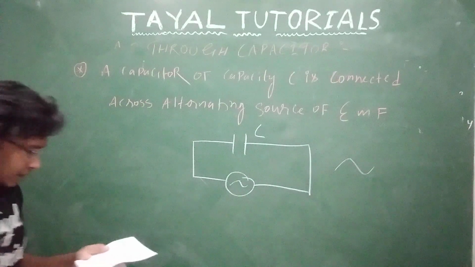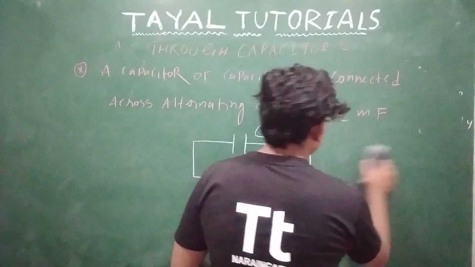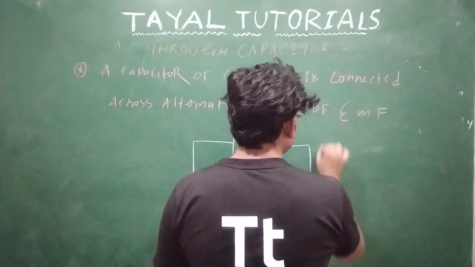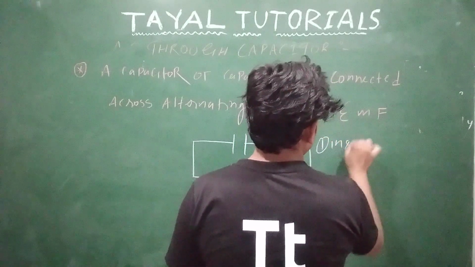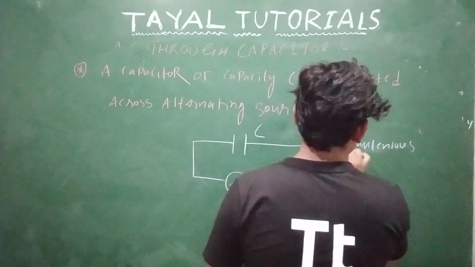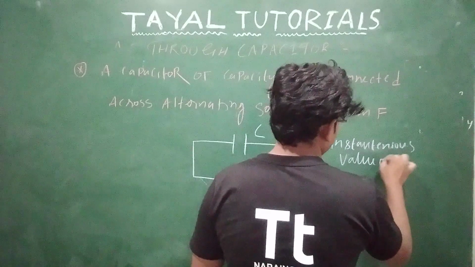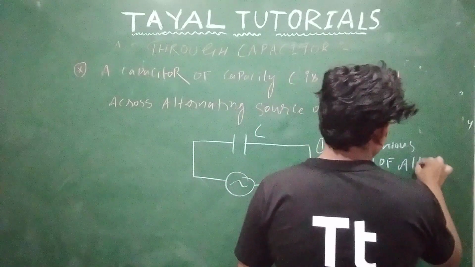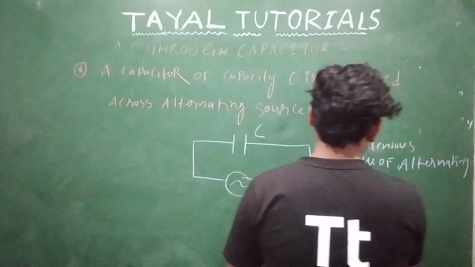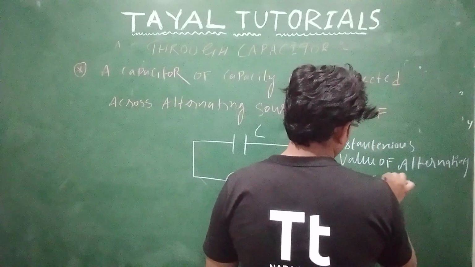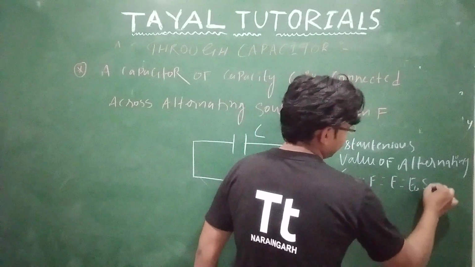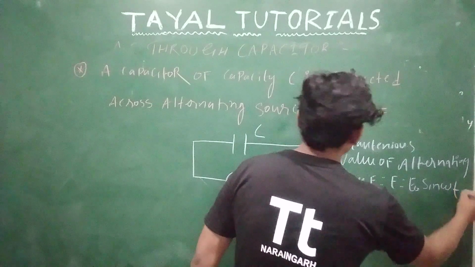Next, the instantaneous value of the alternating EMF will be E is equal to E naught sine of omega t.